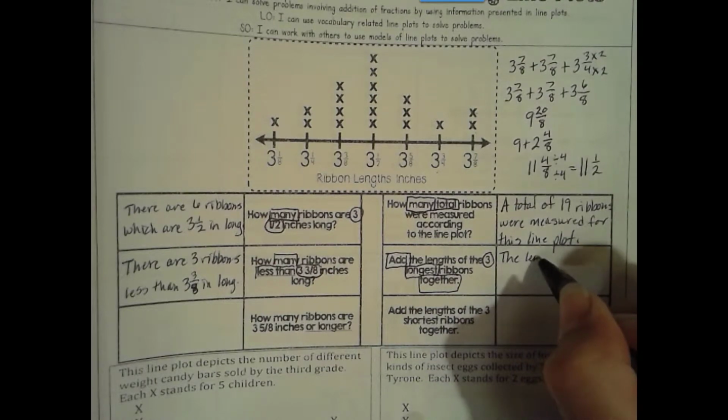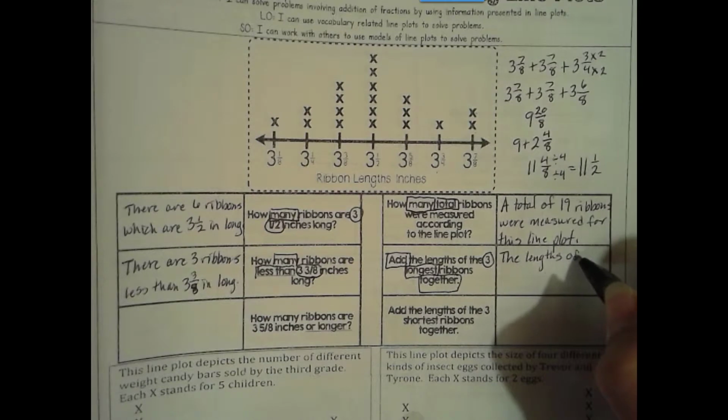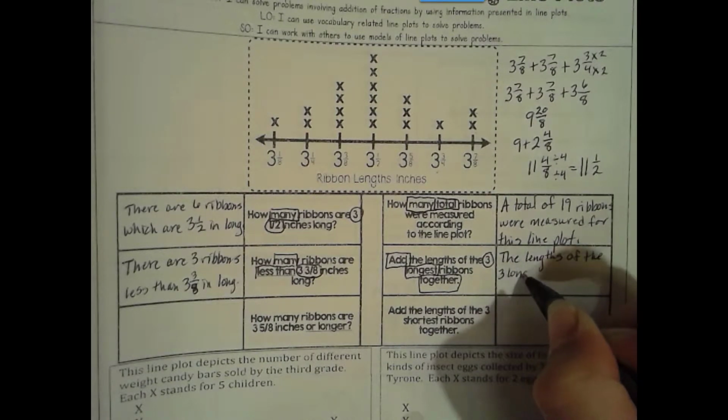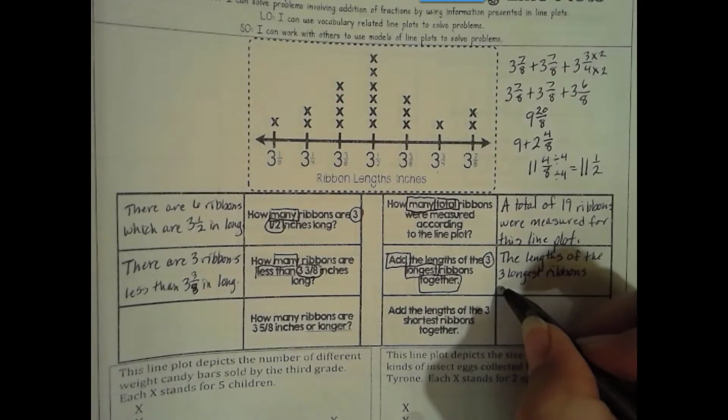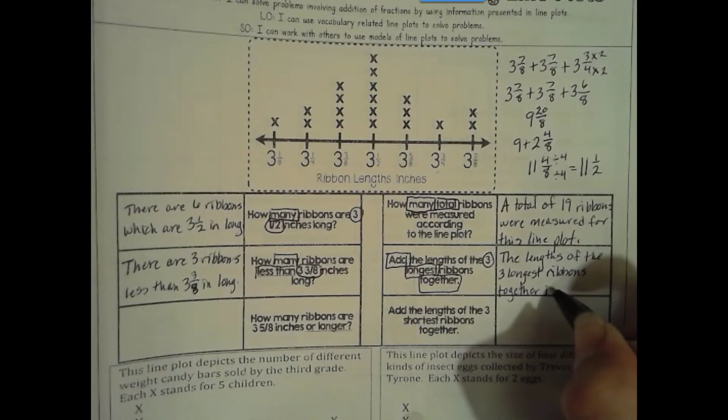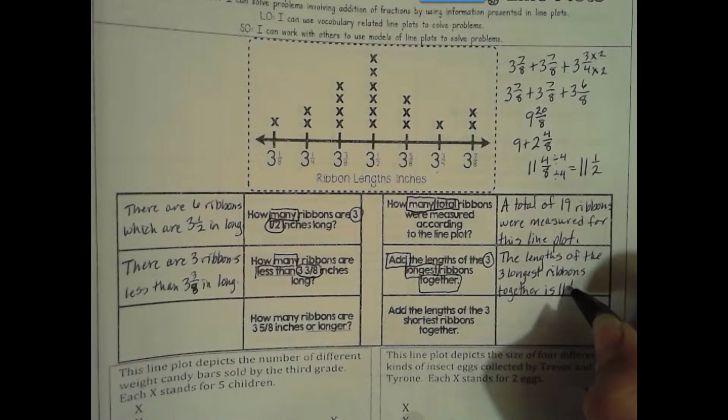The lengths of the 3 longest ribbons together is 11 and a half inches.